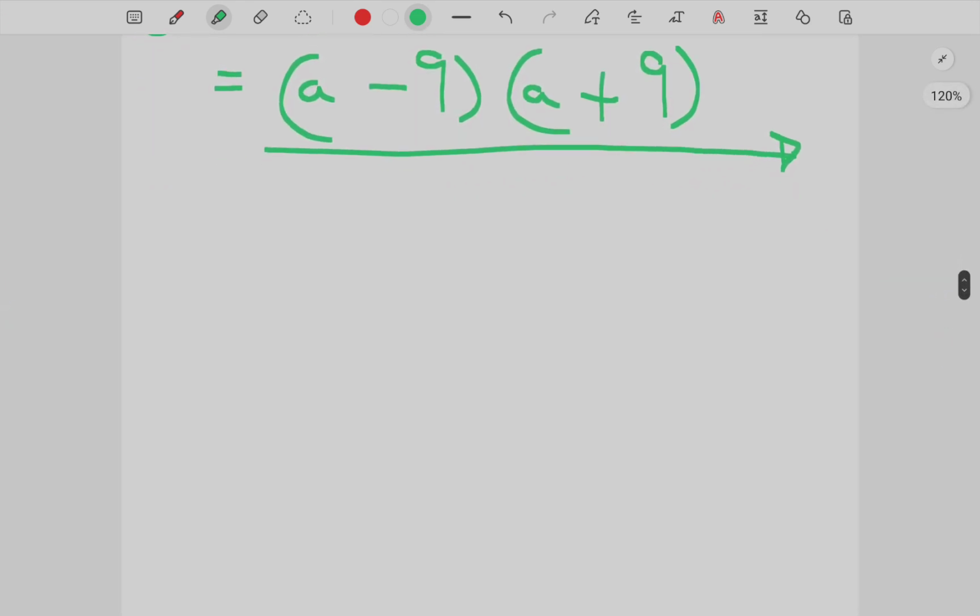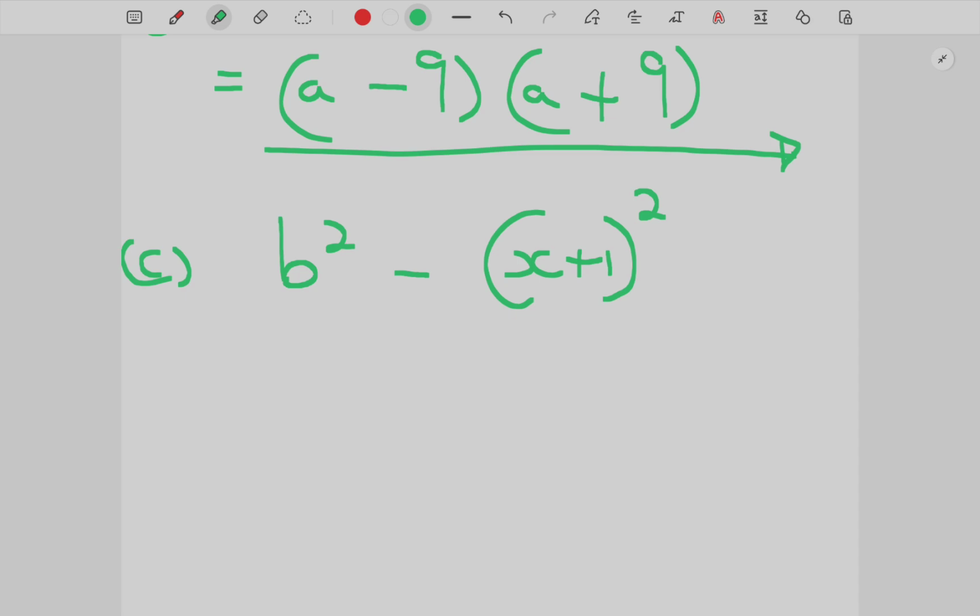Then C, what if you are given b squared minus (x plus 1) all squared? B squared is a perfect square, as well as (x plus 1) all squared. What is the square root of (x plus 1) squared? It is x plus 1. So this bracket goes together, this bracket goes together.